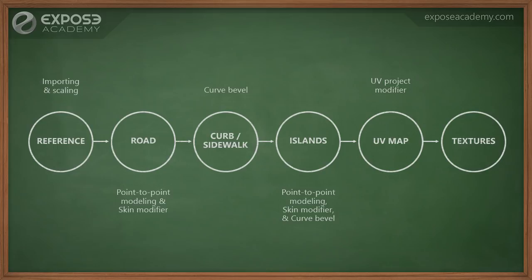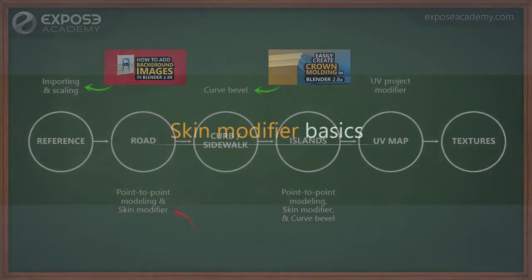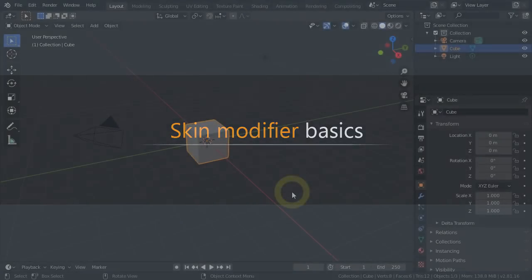Now, I've discussed about adding image reference before in this YouTube channel, and also about using curve bevel technique in a crown molding tutorial. Please check them out if you haven't done so. But I haven't discussed about using the skin modifier. So before we go through the process of creating the road, let me first explain the basics of using the skin modifier to create a road network.